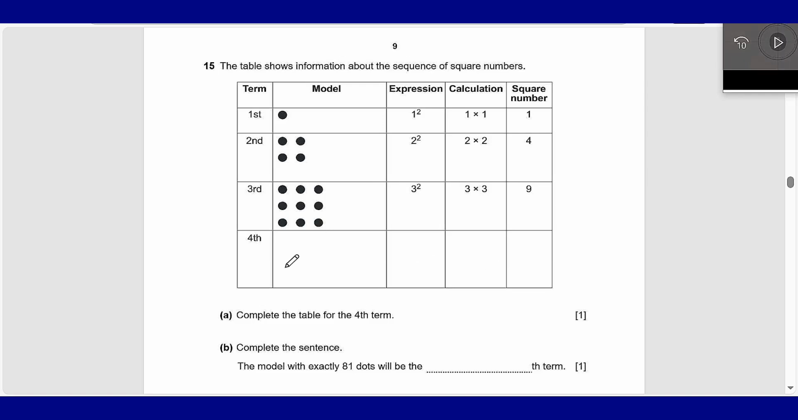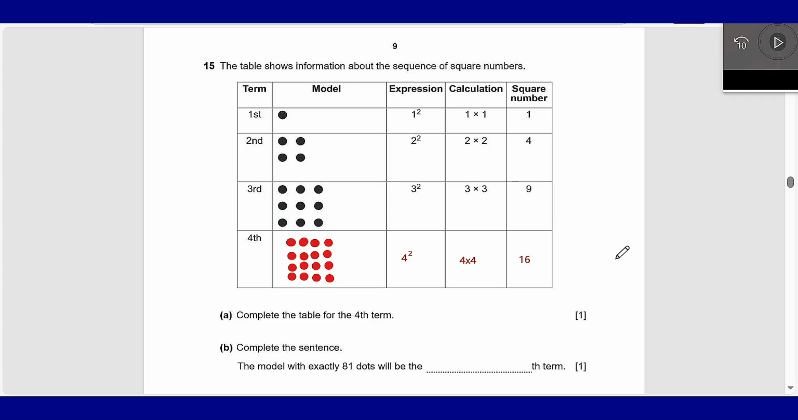Okay, so the answer for this will be, here we go. 16 is 4 times 4, and 4 squared. This is 4 to the right and 4 to the down. Okay, the 16s. Alright, complete the sentence. B, the model with exactly 181 dots will be D.